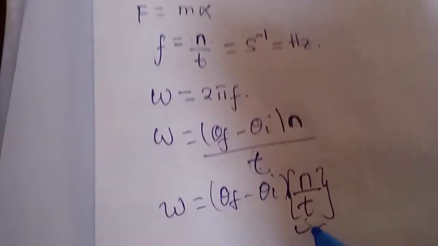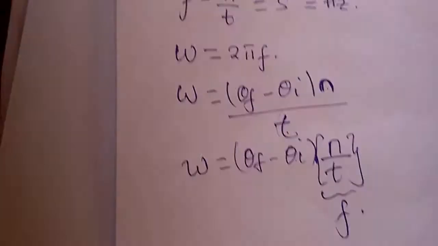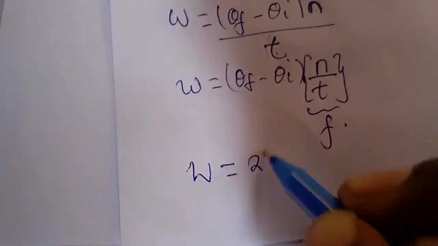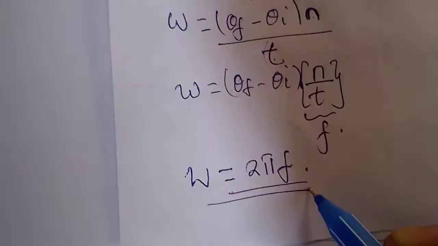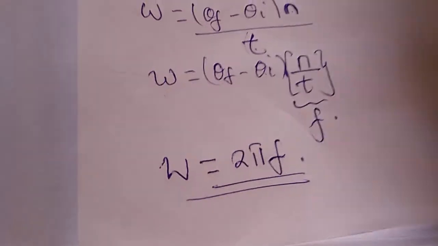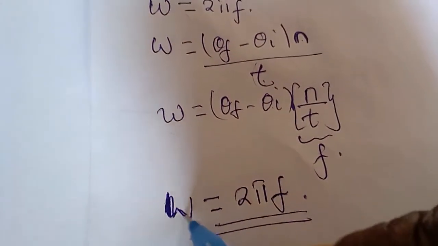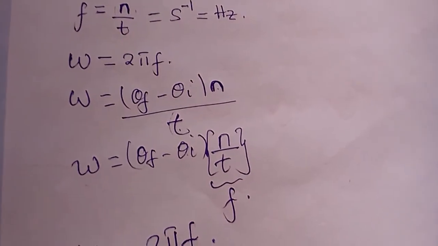And theta final minus theta initial can be taken as 2 pi, or the value for the complete revolution, which is going to be equal to 2 pi times the frequency. So that's the relationship. In case we've been given frequency, we can calculate omega. In case we've been given omega, we can calculate the frequency with reference to that. So those are the terms.